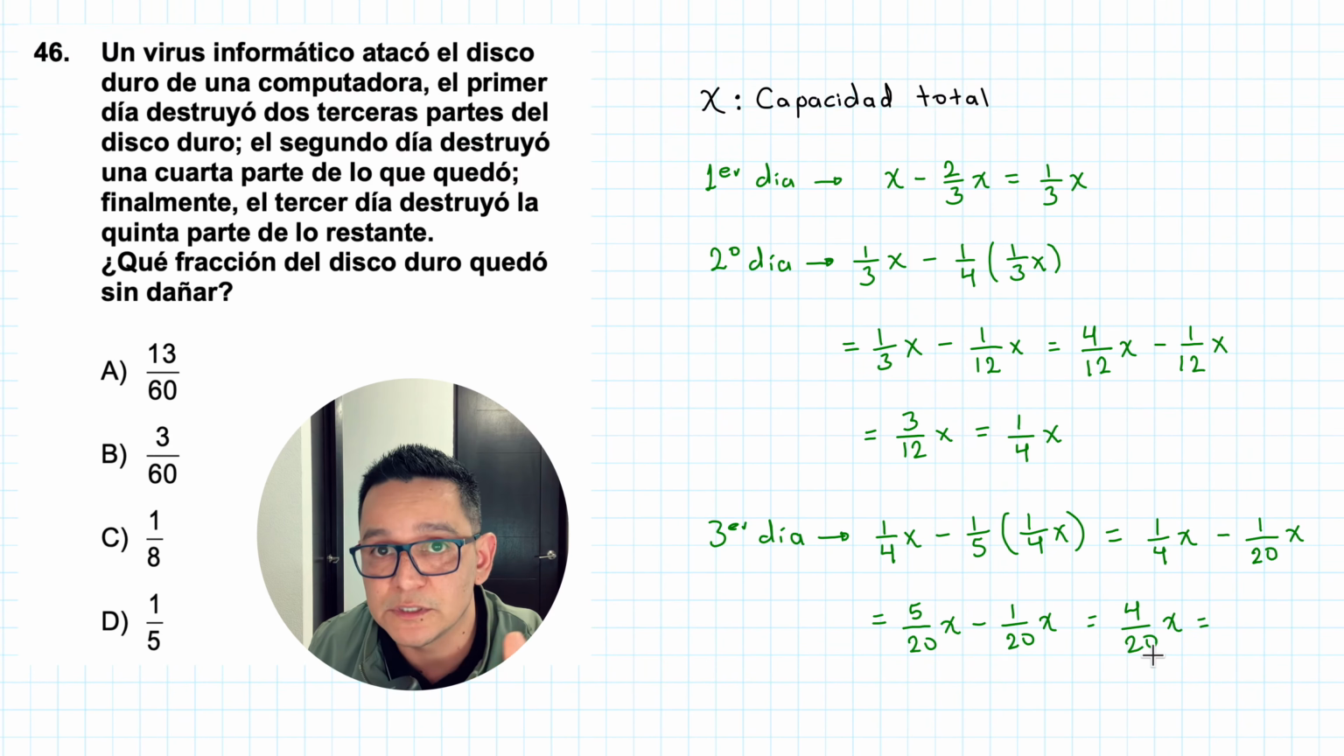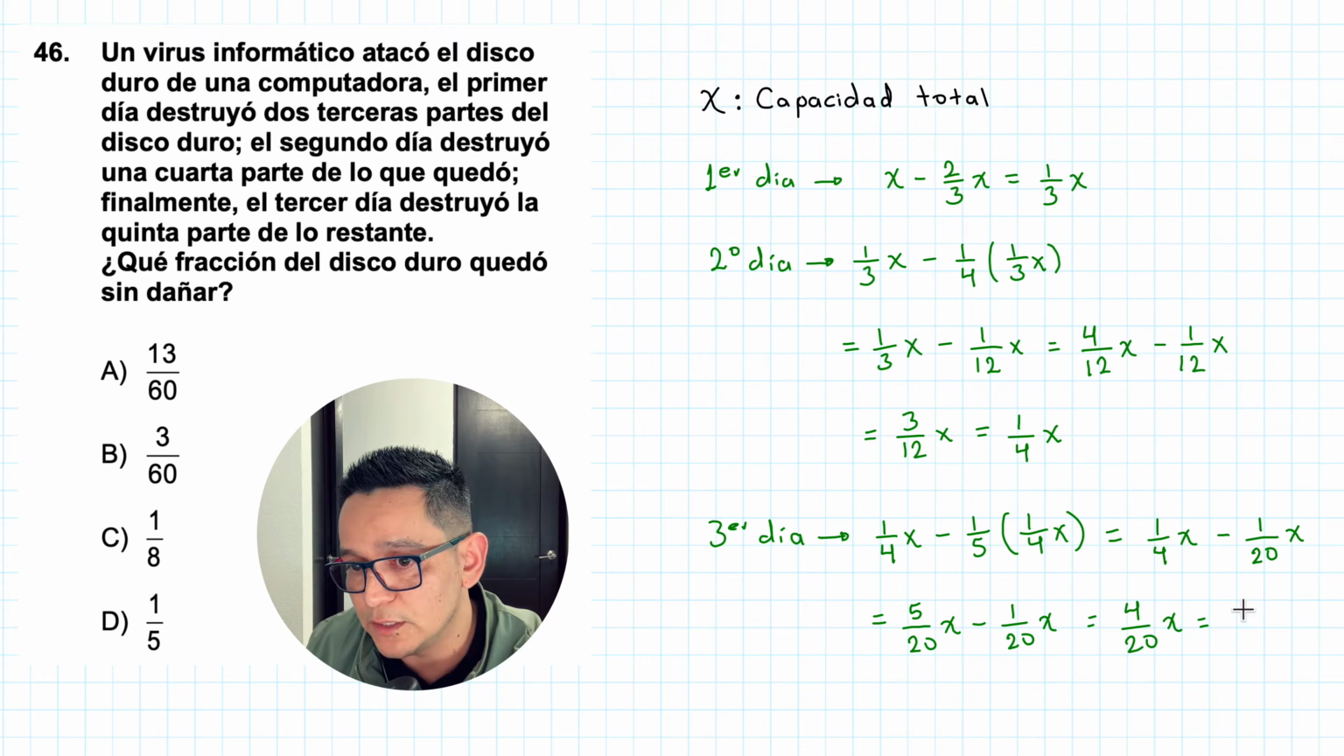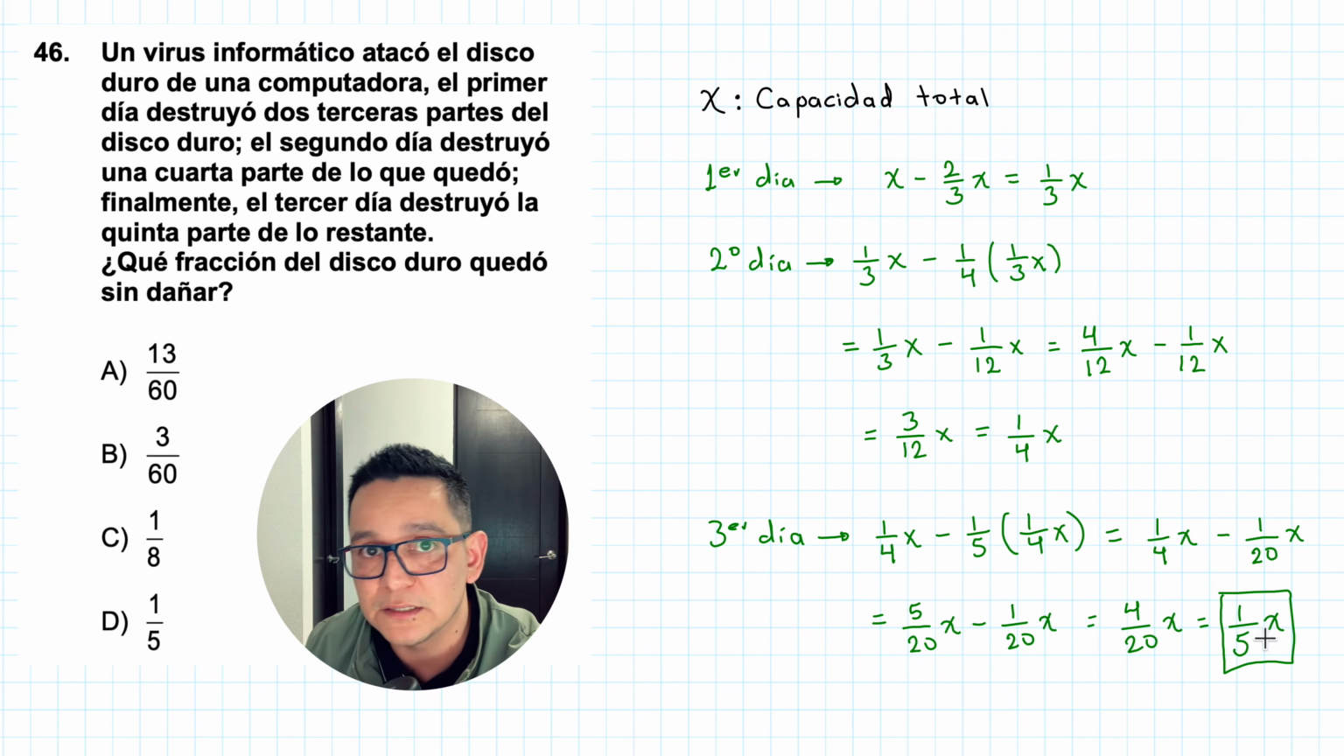You can keep dividing by 2 or simply divide the numerator by 4. Also, divide the denominator by 4. 4 divided by 4 is 1, and 20 divided by 4 is 5. And this here is still X. So what we have at the end is 1/5 of X.